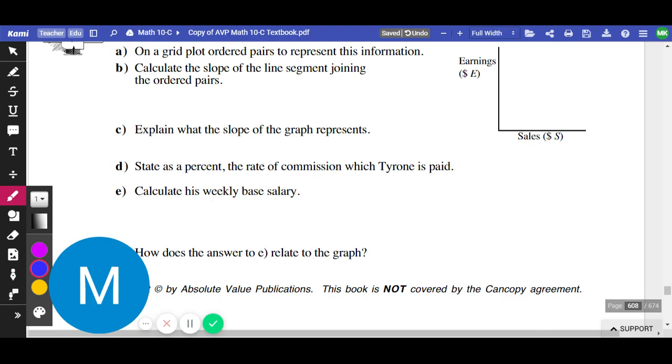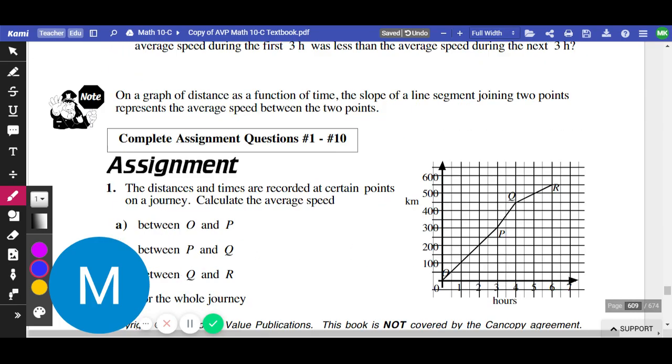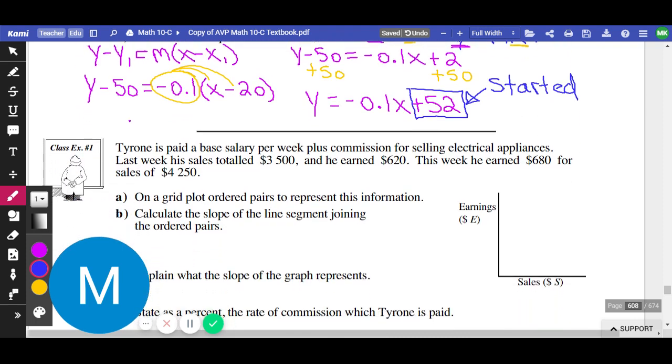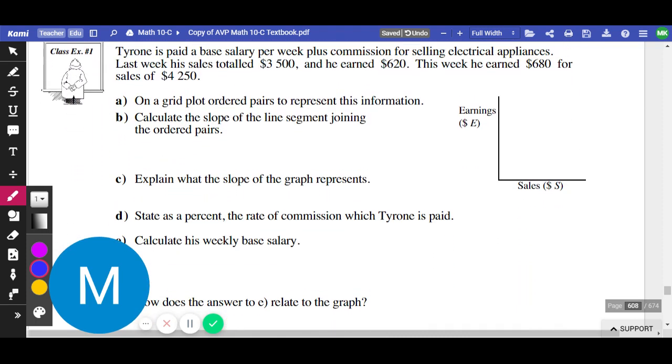Fantastic. I think we'll probably just do one more. We'll do one, might as well. So, we got Tyrone working a job. Tyrone is paid base salary per week plus commission for selling electrical appliances. Last week his sales totaled $3,500 and he earned $620 from that. This week he earned $680 for sales of $4,250. On a grid, plot the ordered pairs to represent this information.